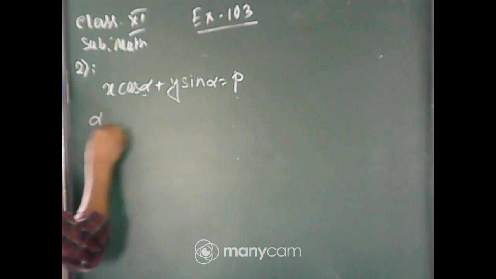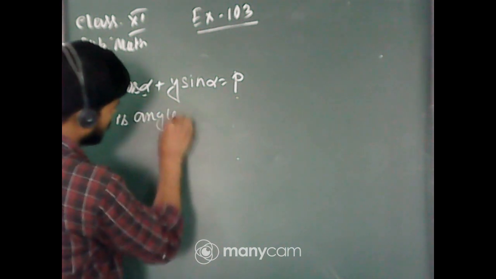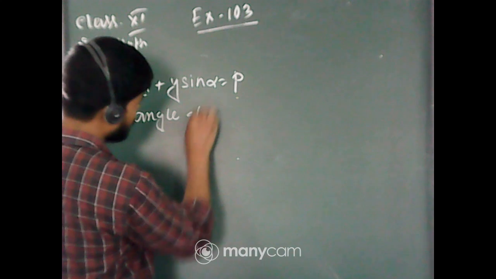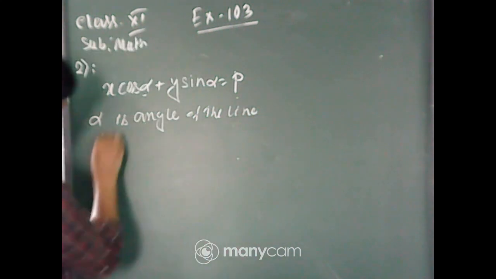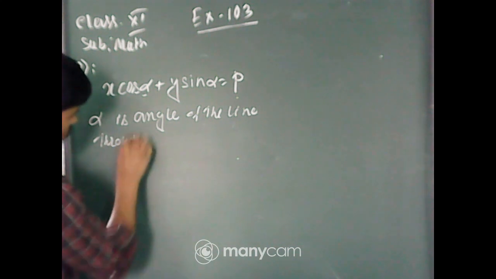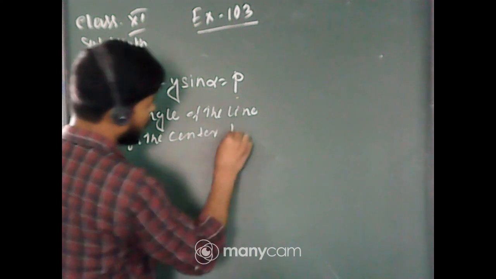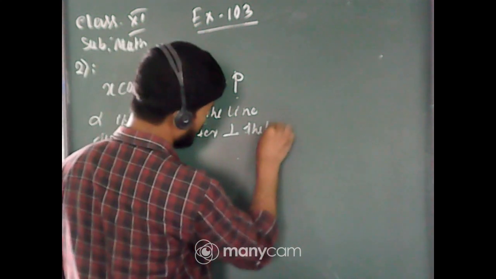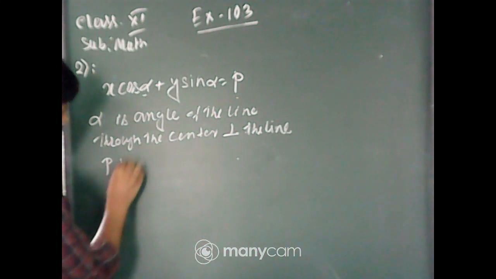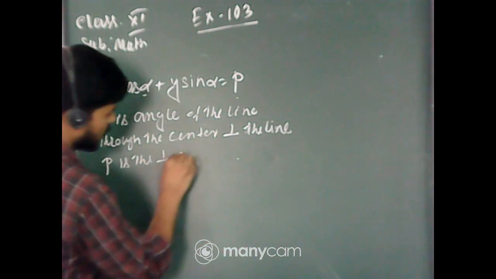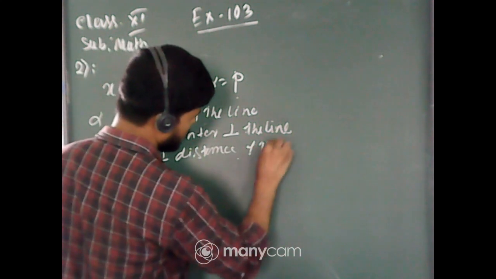What is alpha? Alpha is the angle of the line through the center perpendicular to the line. And what is p? P is the perpendicular distance of the straight line.